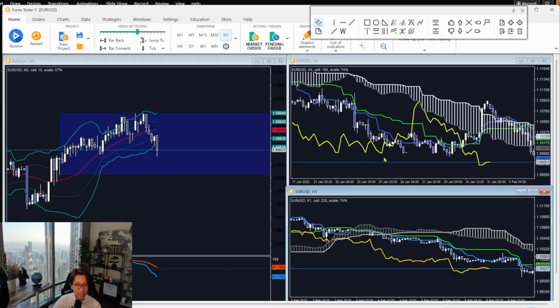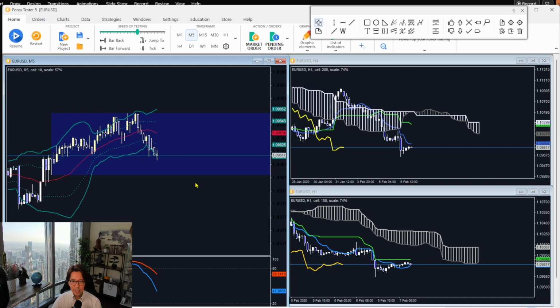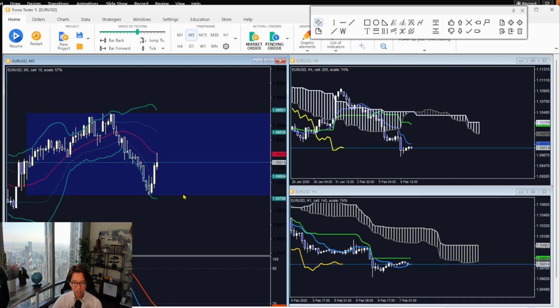So let me continue to run the chart like this. Okay, 4 hour remains down. And let's see if 1 hour turns bearish also.